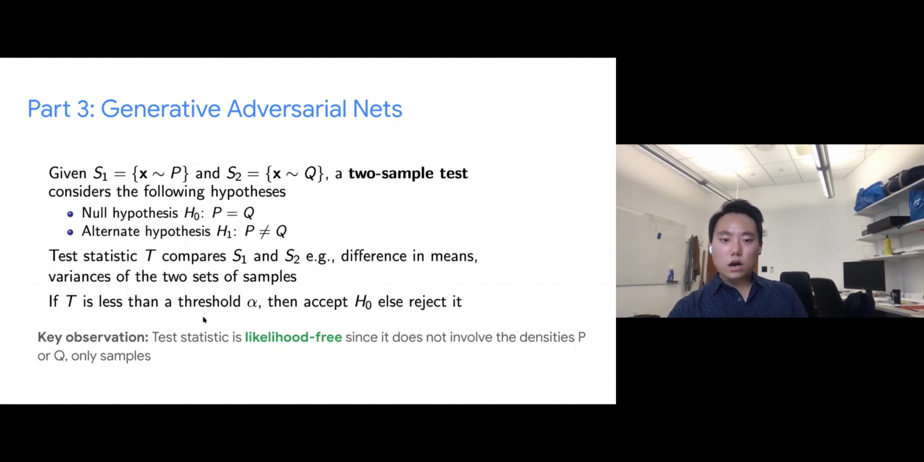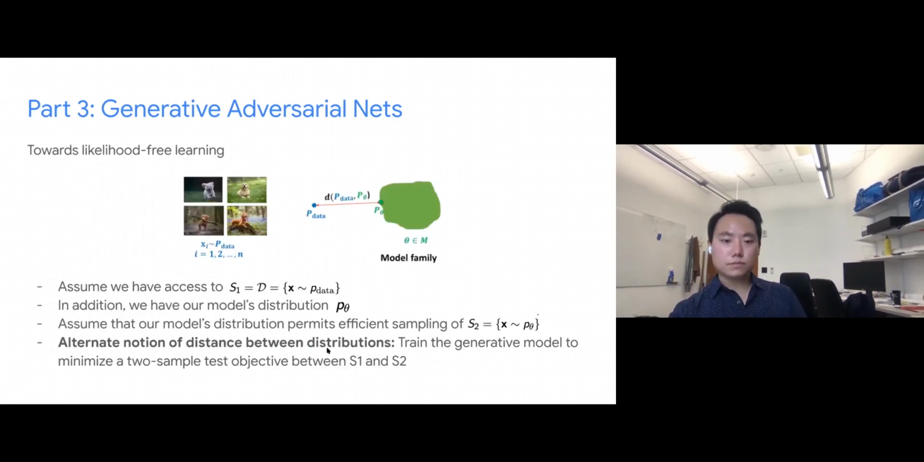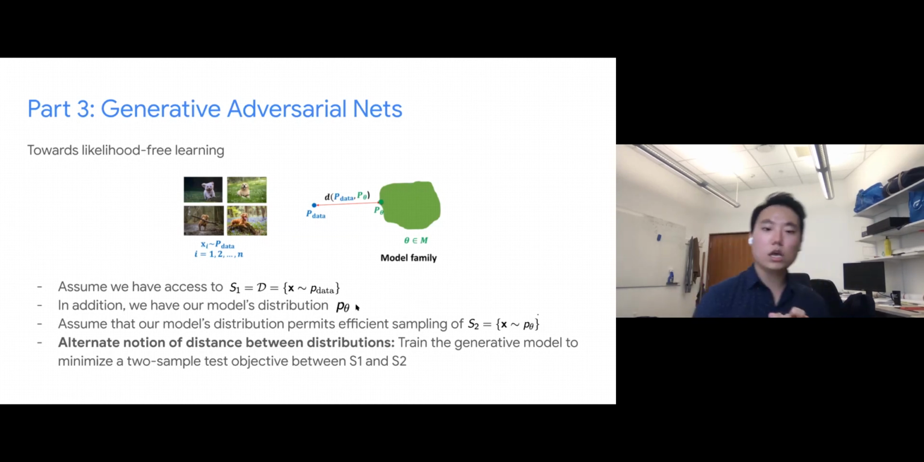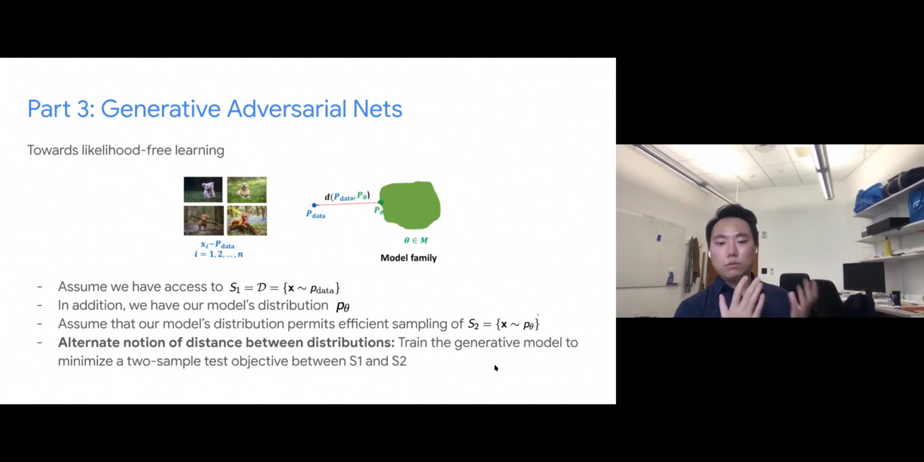Methods like this are good because they're likelihood free. You don't actually involve the densities P and Q. You don't bother learning them. You just rely on samples. And GANs basically extend this where you want to train a generative model. You have a distribution of images from your data distribution, and you want to train a generative model to get P of theta, to actually sample more images. So give us some real images from the data distribution and some images generated by your model. I want to train my generative model to minimize this two-sample test objective, to make my data distribution and my model distribution as close as possible.